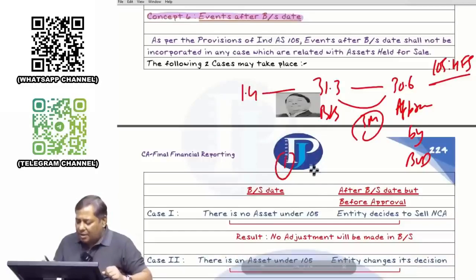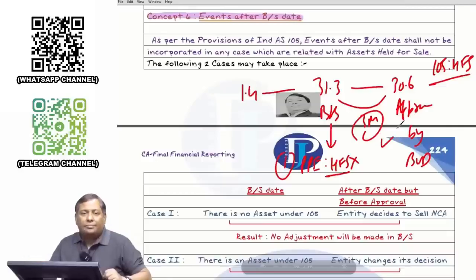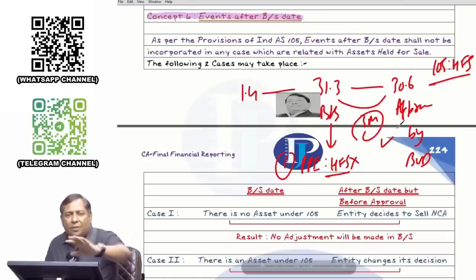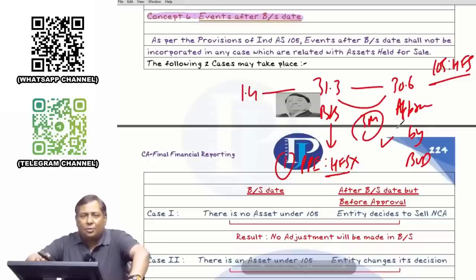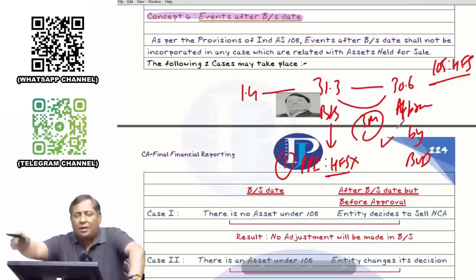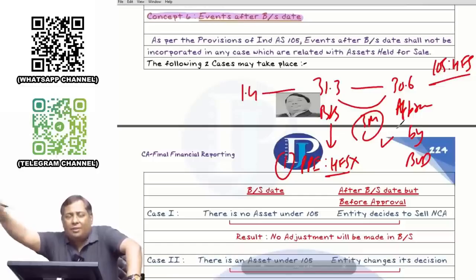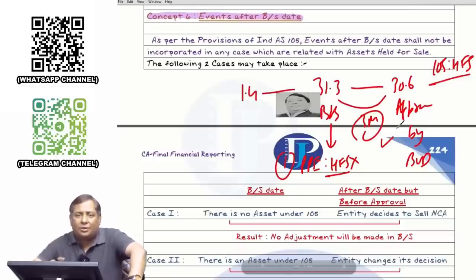So students, first case, you have a PPE. This was not held for sale in the balance sheet. Is that okay? But before the approval, it was already held for sale. You did not have any intention of selling it on balance sheet date, but before the approval, your intention was to sell it. They said it's a non-adjusting event. Apply 105 next year. Adjustment is not possible on 31 March.